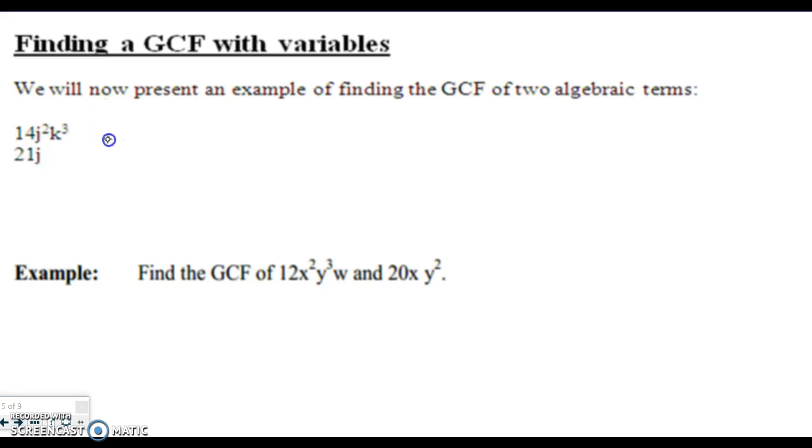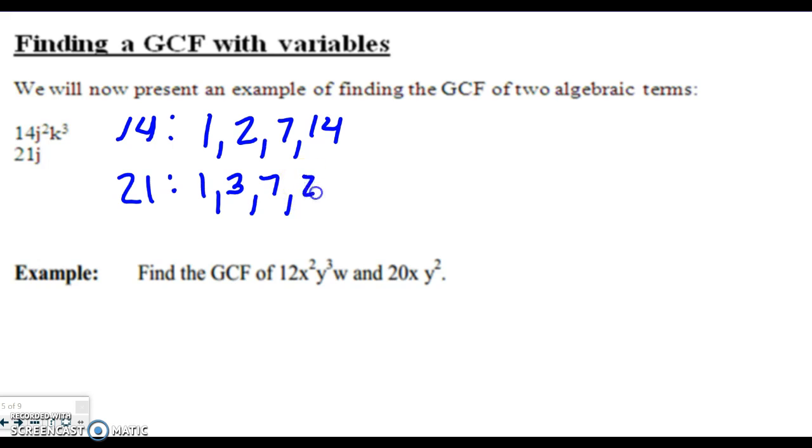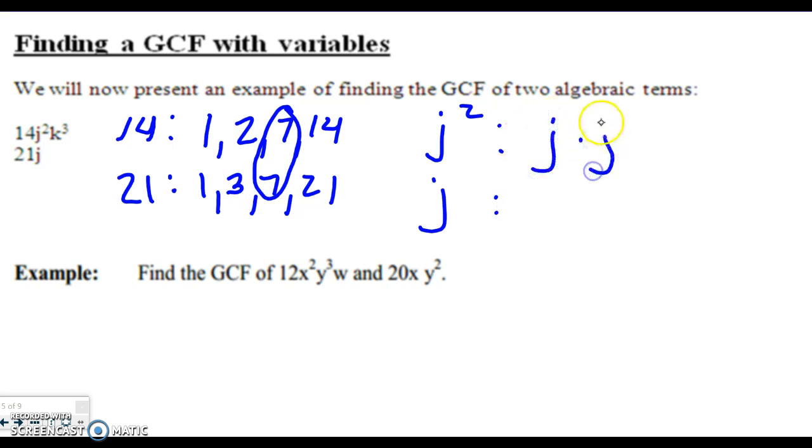So 14 and 21 will be handled this way. Look at 14 and 21, and do that quickly. That's easy enough. The number is 7. Now, when I'm talking about J's and K's, J is to the second, and J. So what are the factors of J? J and J. We know that J to the second means J times J. What are the factors of J?